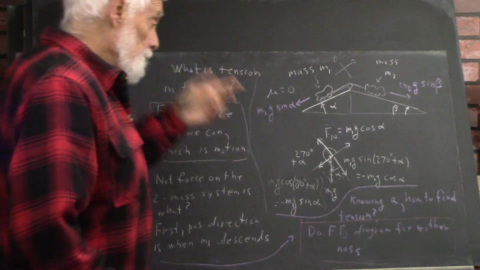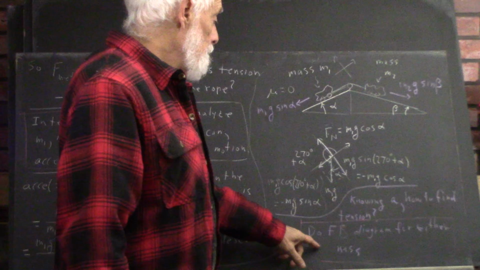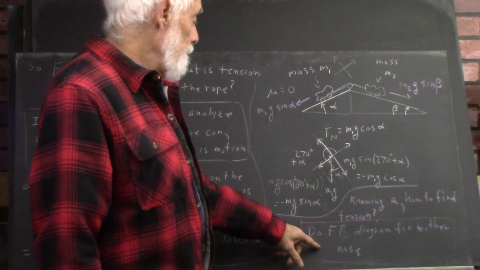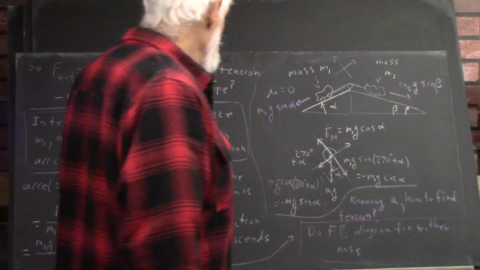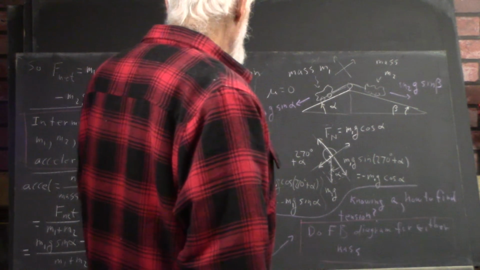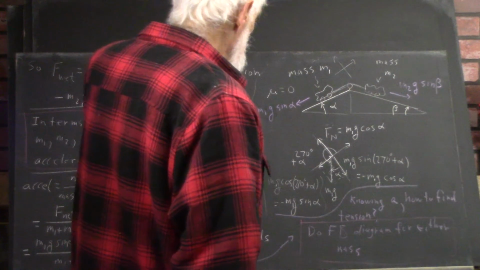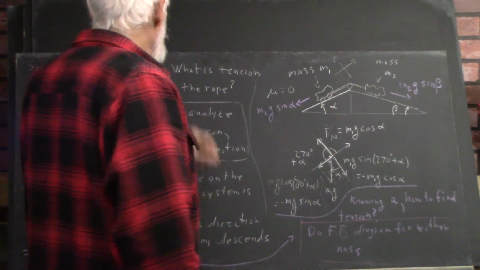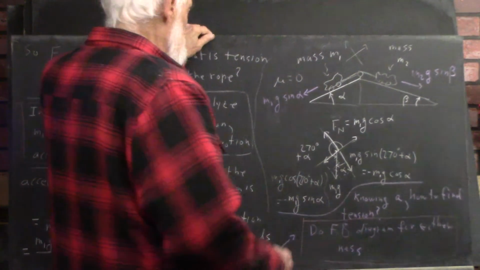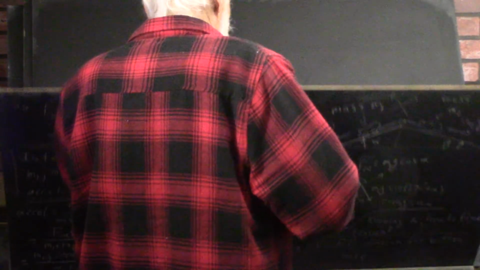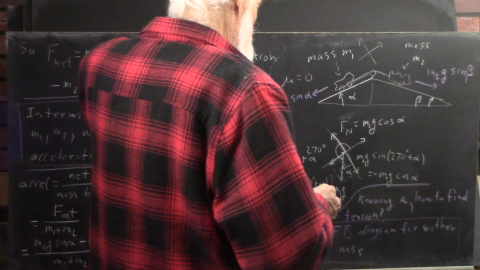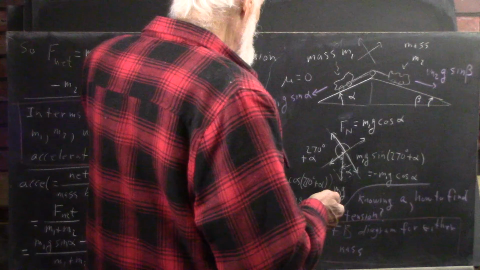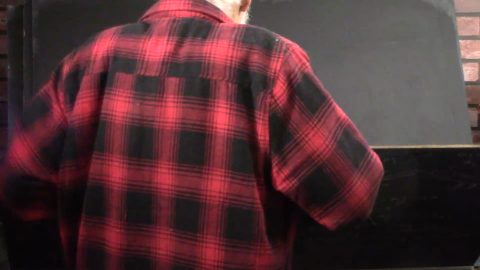Now, knowing the acceleration, how do we find the tension? Well, we can do a free body diagram for either mass. And if we do a free body diagram, let's say for the first mass, I don't have a lot of room here, but I can flip the board. Do a free body diagram for the first mass.